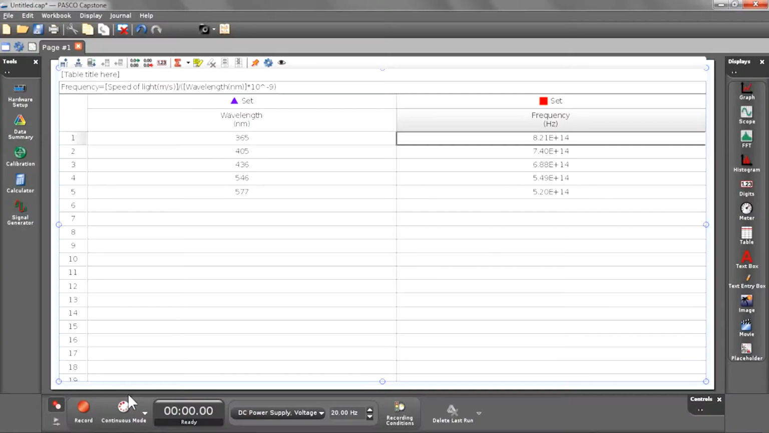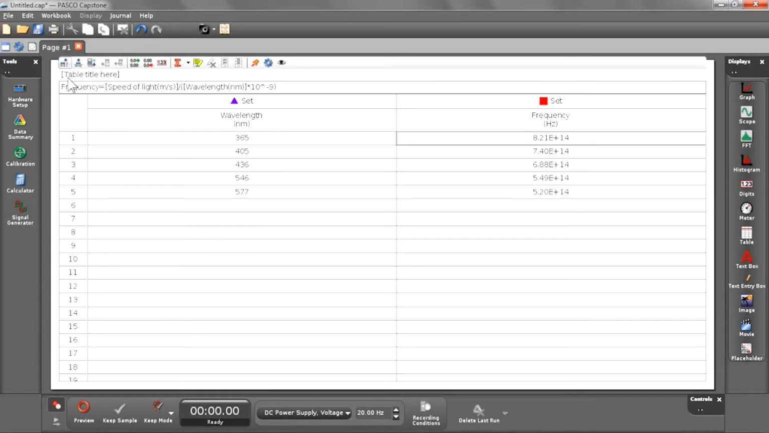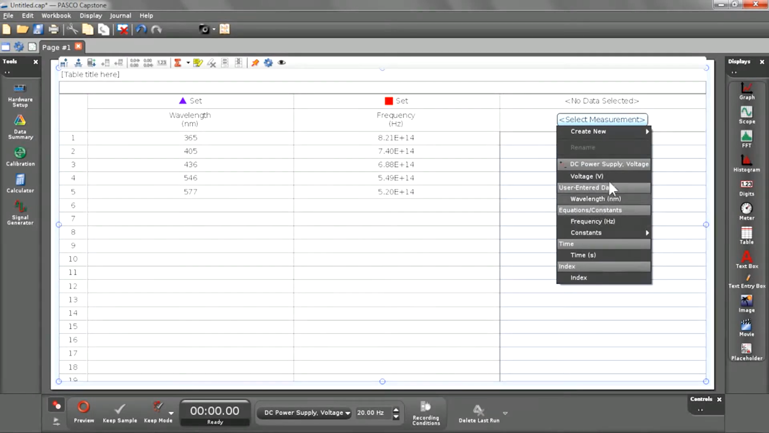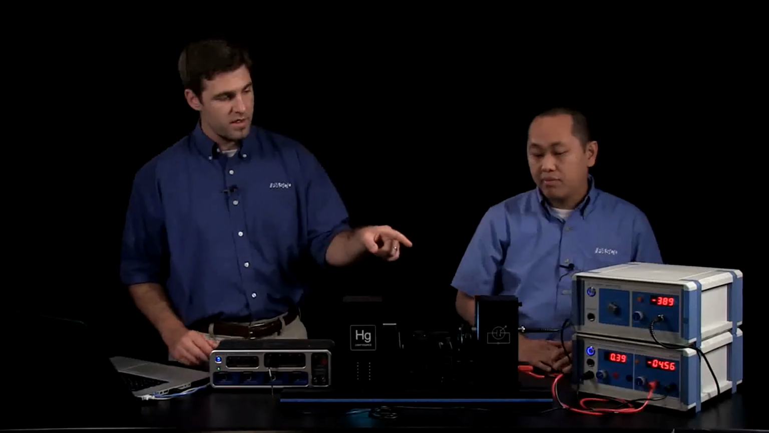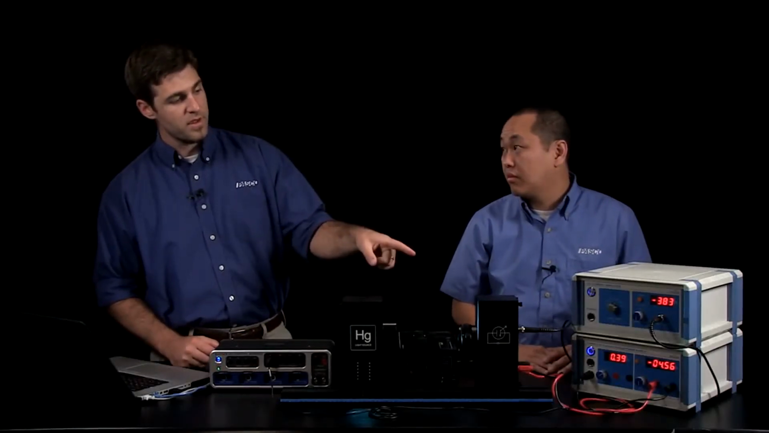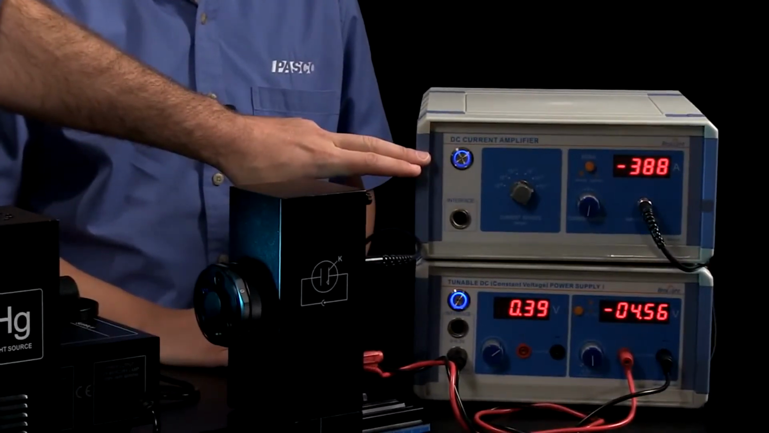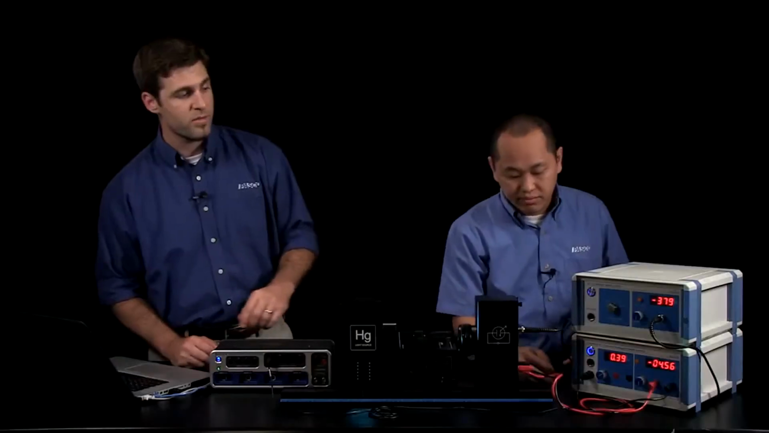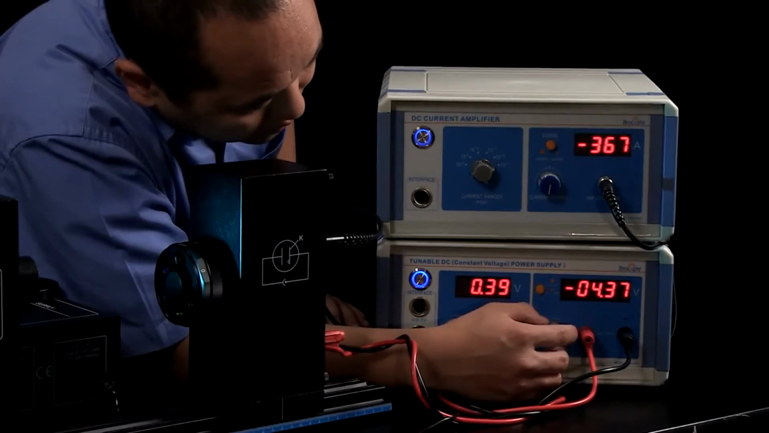The last thing we need to do is switch from continuous mode to keep mode. And then I'm going to add another column to my table, and I'm going to make that the voltage measurement from that DC voltage power supply. Okay, so we're ready to go ahead and start. Chong is going to man the voltage, the stopping potential. He's going to adjust that such that this photoelectric current goes to 0. When it's at 0, we're ready to go ahead and record each stopping potential value. So we can go ahead and adjust the dial.